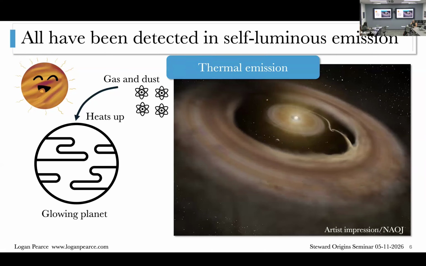They all have been detected in self-luminous emission. So the vast majority have been detected through thermal emission. When a planet forms, gas and dust falls into the gravity well, heats up, and it radiates slowly over time. And so we are sensitive to when they're young, they're hotter, and they're therefore brighter in infrared wavelengths.